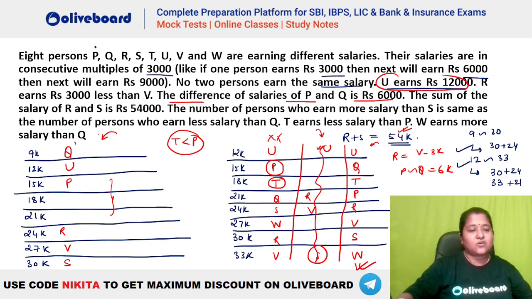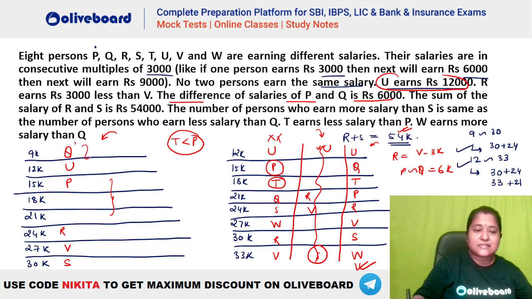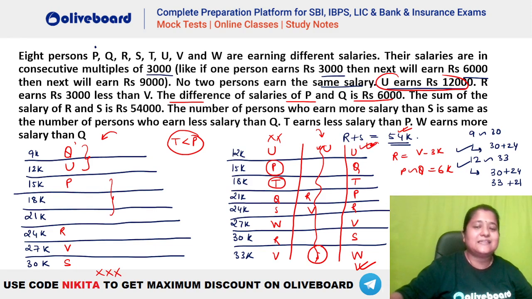Let's try this one also. Okay, we have your P here. Now your T has to be less than P, isn't it? So here you can see that we cannot place your T. Q and W are already there. That means this case is also invalid. So the only valid case will be this one.